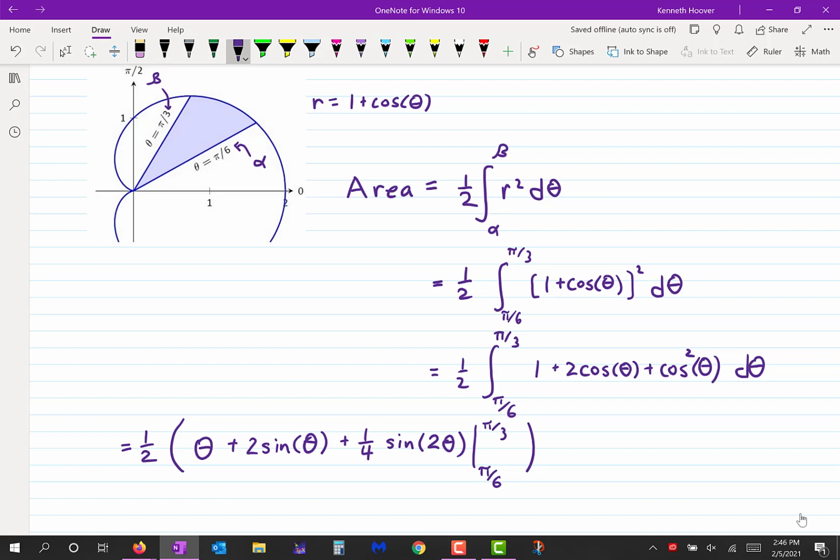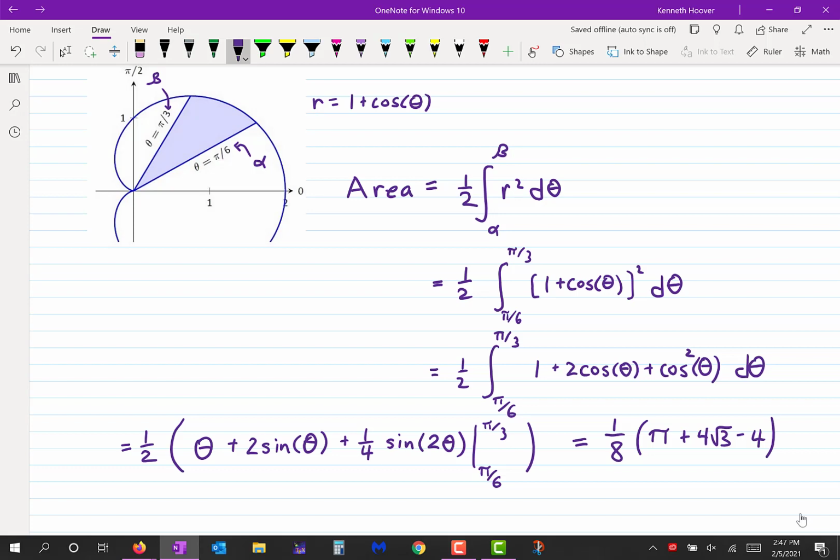So go ahead and plug those numbers in and see what you get. Pause the video if you need to. I would like you to work that out. Here's what you should have. 1/8 times pi plus 4√3 minus 4. That should be your answer. And that's how much area is shaded in the picture.